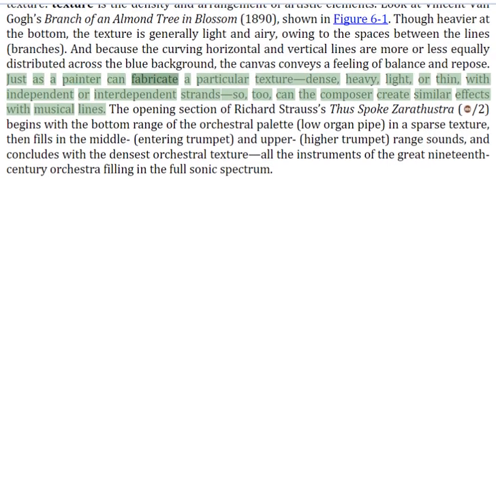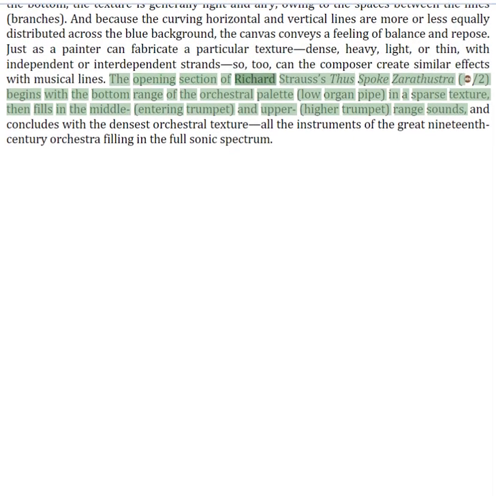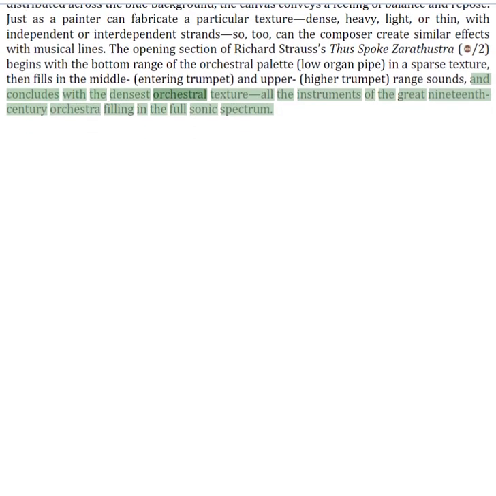Just as a painter can fabricate a particular texture, dense, heavy, light, or thin, with independent or interdependent strands, so, too, can the composer create similar effects with musical lines. The opening section of Richard Strauss's Thus Spoke Zarathustra begins with the bottom range of the orchestral palette in a sparse texture, then fills in the middle and upper range sounds, and concludes with the densest orchestral texture, all the instruments of the great 19th century orchestra filling in the full sonic spectrum.